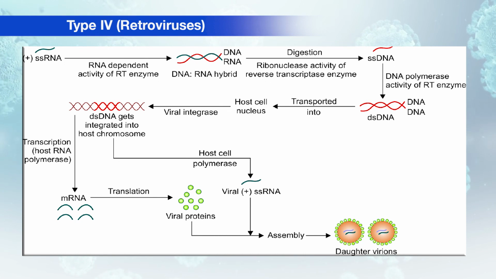From there the double stranded DNA enters the host cell nucleus, and through viral integrase it incorporates itself into the parent host gene, and thereafter through transcription you get multiple mRNAs, and through host cell polymerase you get viral positive sense mRNAs too, and thereafter the daughter virions.